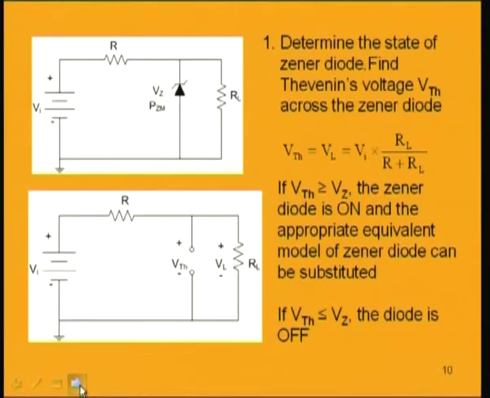So, next step, we remove this diode, open circuit it, and find the Thevenin voltage V Thevenin across these two terminals. That is the way we find the voltage across the Zener diode. So, first of all let us find V Thevenin. The voltage across these two points after open circuiting this diode is V I into R L by R plus R L, that is, the voltage division taking place across these two resistances. So, this voltage we will find out.